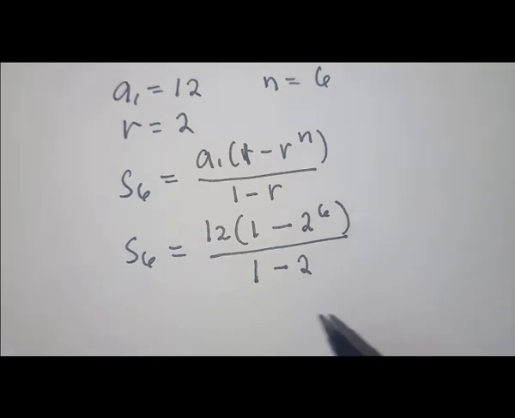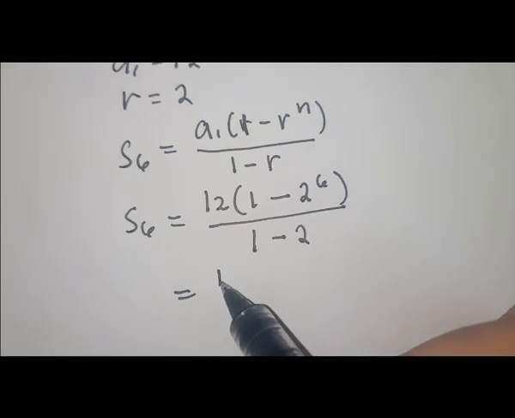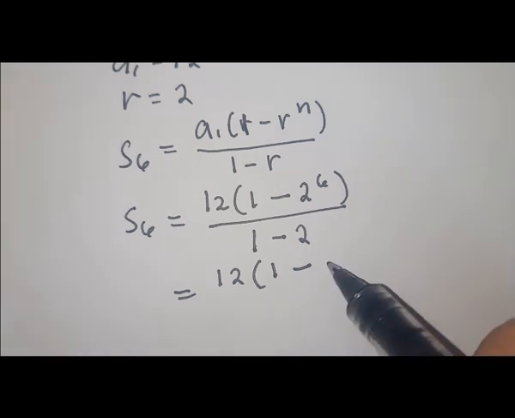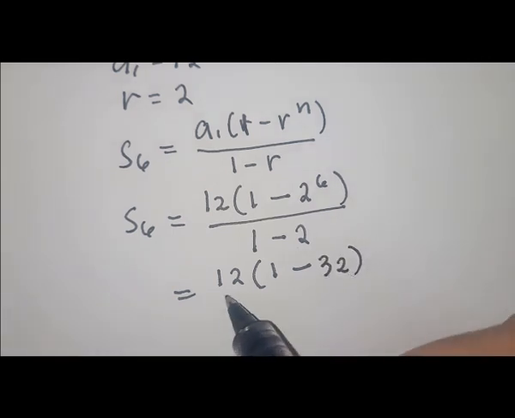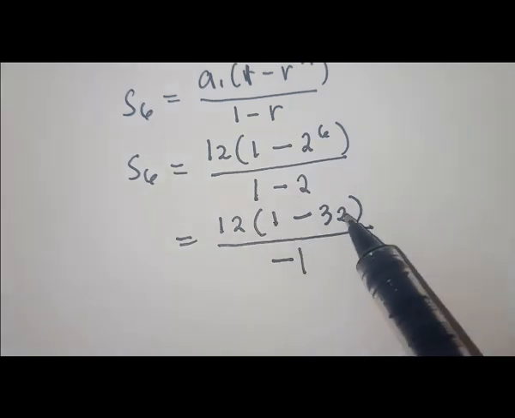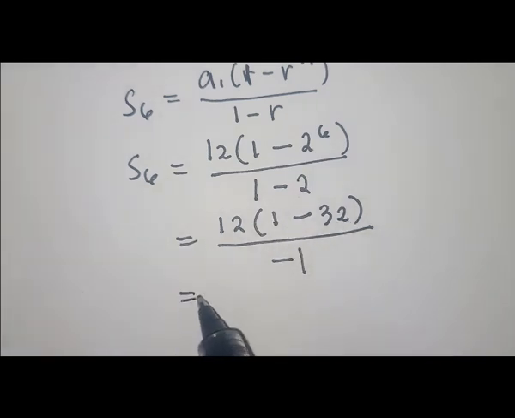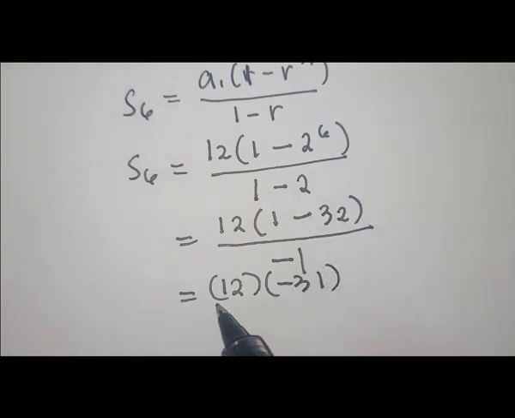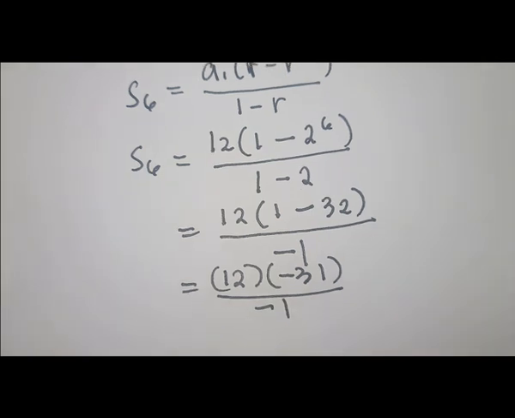Next, let's evaluate. We have 2 raised to 6 here. So we have 12 times 1 minus 2 raised to 6, which will give you 64. And at the bottom, 1 minus 2 will give you negative 1. So, subtract what is inside the parentheses. We now have 12 times 1 minus 64, so we have negative 63 divided by negative 1.